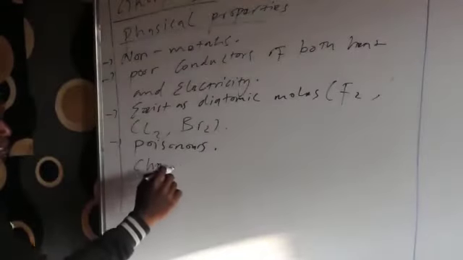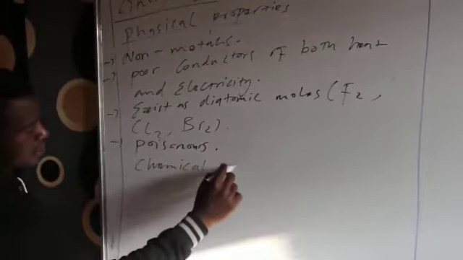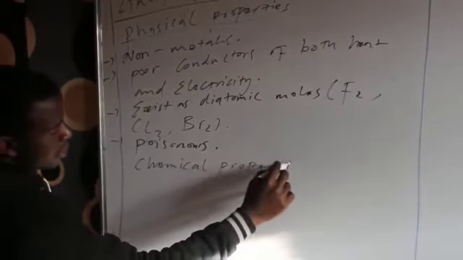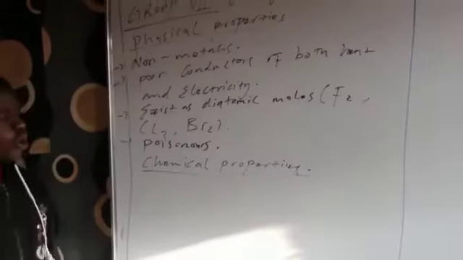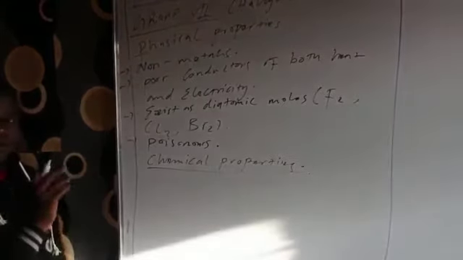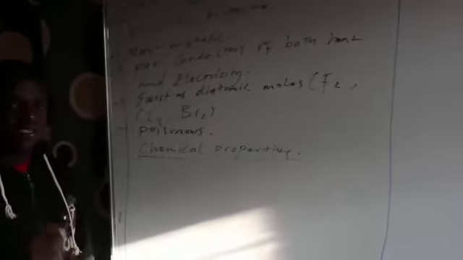The next thing that we're going to talk about regarding the halogens are the chemical properties. So all elements in group 7 have 7 valence electrons. This means they have 7 electrons in the outermost shell, and they react by gaining 1 electron. After they gain 1 electron, they will become negatively charged.